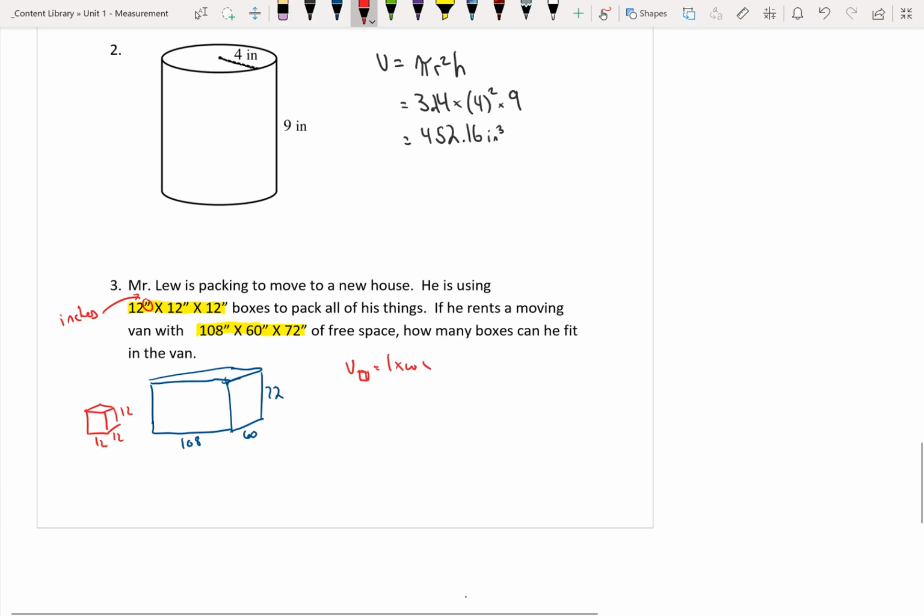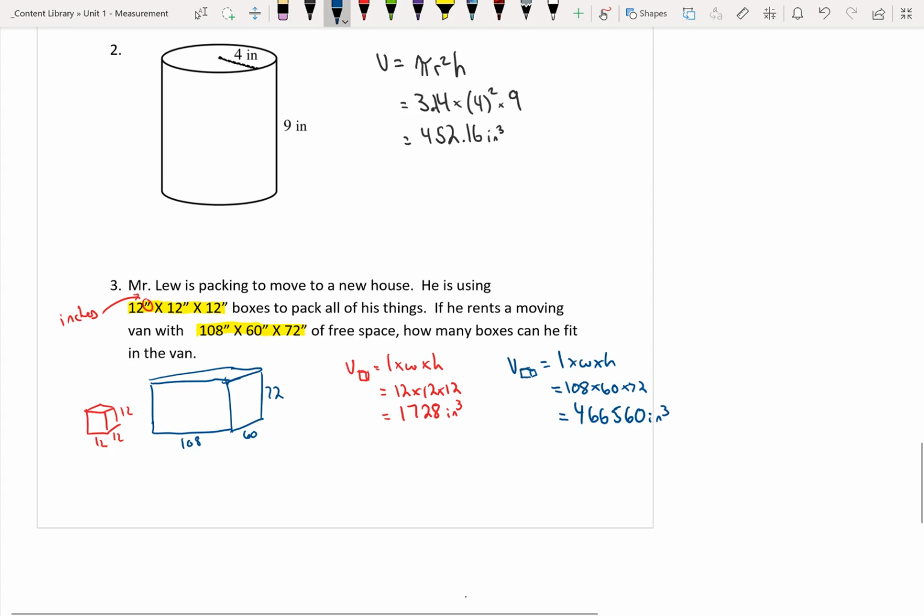which is length times width times height, equal to 12 times 12 times 12, which is equal to 1,728 inches cubed. And the volume of my moving van, again because it's a rectangular prism, is length times width times height, 108 times 60 times 72, which equals 466,560 inches cubed. And now I want to know how many of those small boxes I can fit into my large moving van.